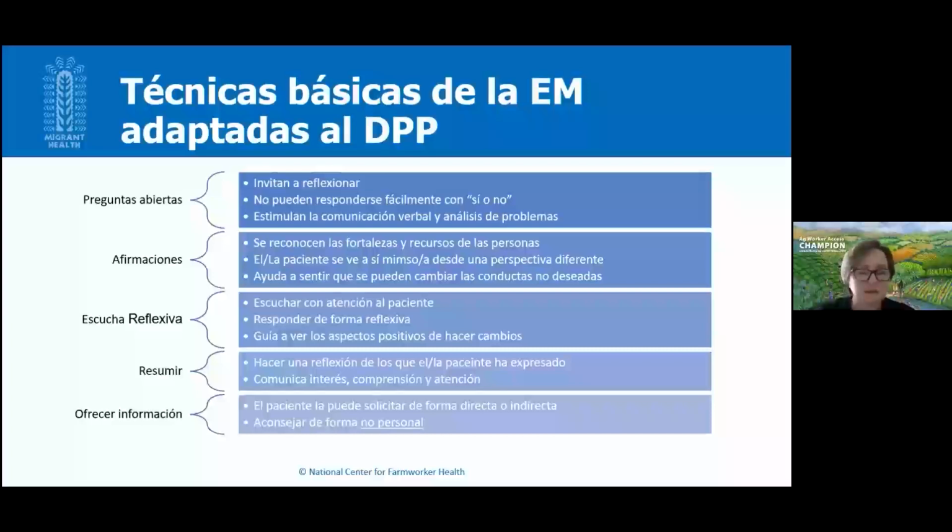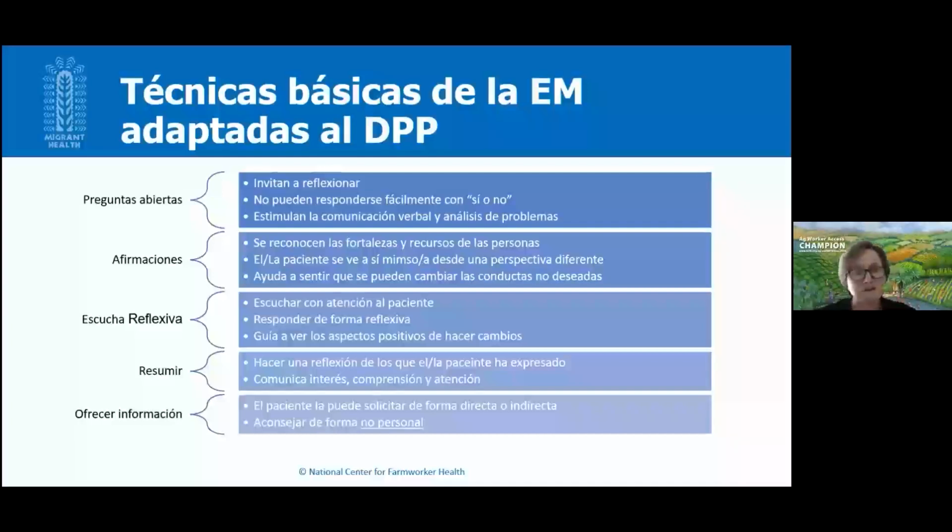We need to be able to summarize. There are times when, at the end of an interview or a session with a patient, sometimes we don't take the time to reflect on everything that the patient has said to us, that we have heard, right?